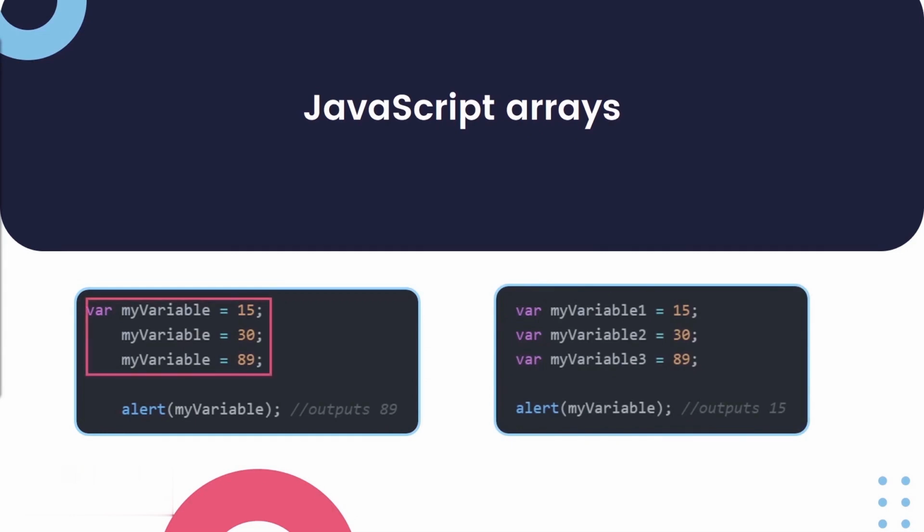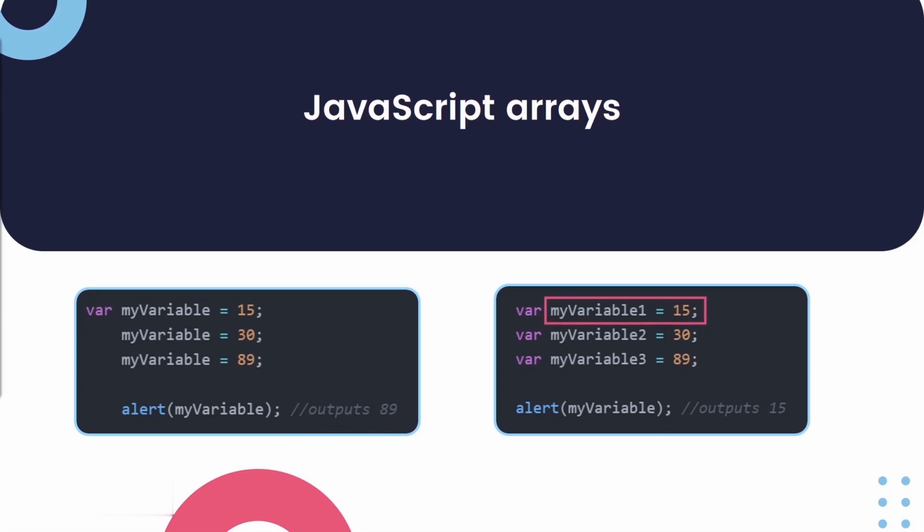And in our first instance over here, what we are essentially doing is creating a variable called myVariable. We've assigned a value equal to 15. We then update that value to 30 and then 89 respectively. So all we are essentially doing is just updating a variable, and this outputs 89. So it will not output 15 or 30 because the variable has been updated.